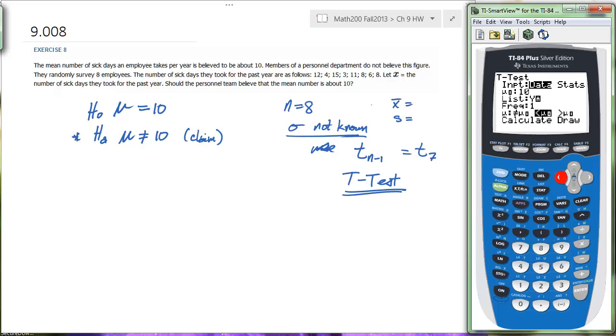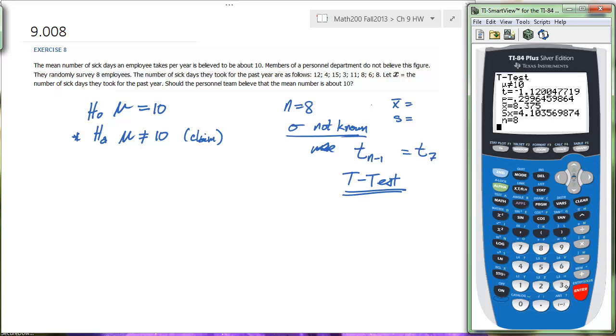Let's try that again. Second function, the number 1, enter. We'll go with a frequency of 1, and then here they want to know what your alternative hypothesis is. Is it a not equal to, a less than, or a bigger than? Going back to our problem, our alternative hypothesis is a not equal to. So we're going to select that, and then we can calculate. We can have it draw too, but let's just have it calculate.